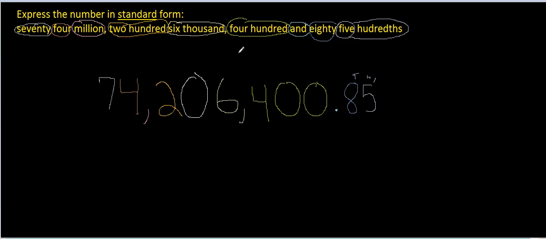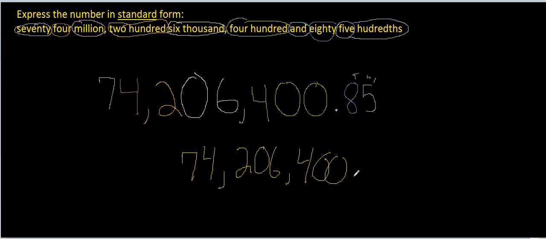So I know that my full number here now is 74,206,485 hundredths. What that would look like altogether if I wrote it as one number, I have 74,206,485 hundredths. So again, we took a long number that was in the word form and translated that into standard.